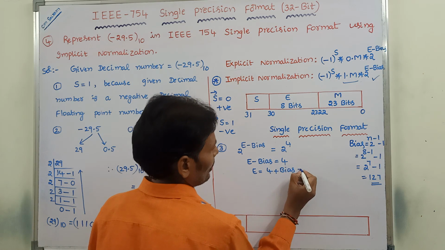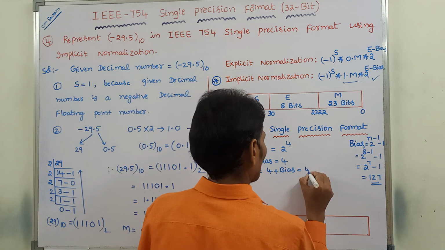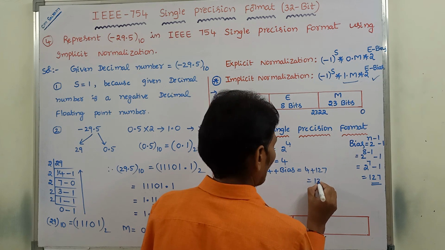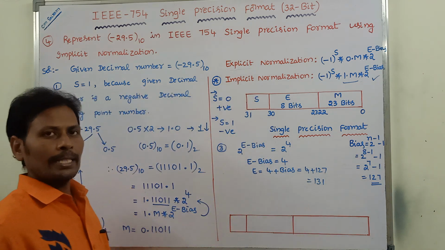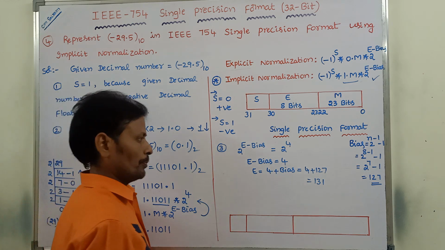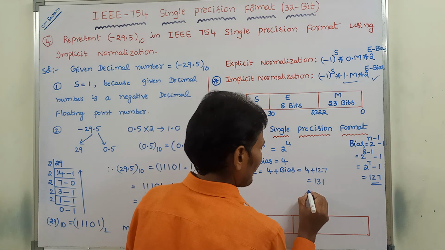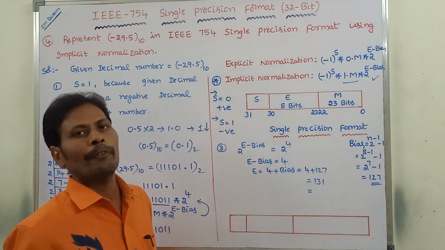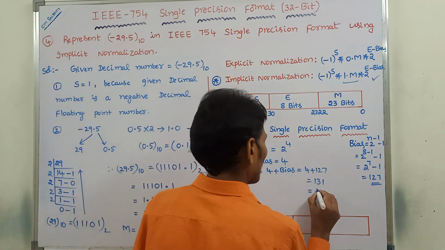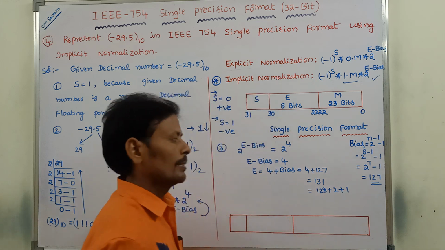What is the bias value? We already know the bias value, that is 127. So 4 plus 127 is equal to 131. What is the binary equivalent of 131? Here we have to use the nearest 2 powers. 131 can be written as 128 plus 2 plus 1.